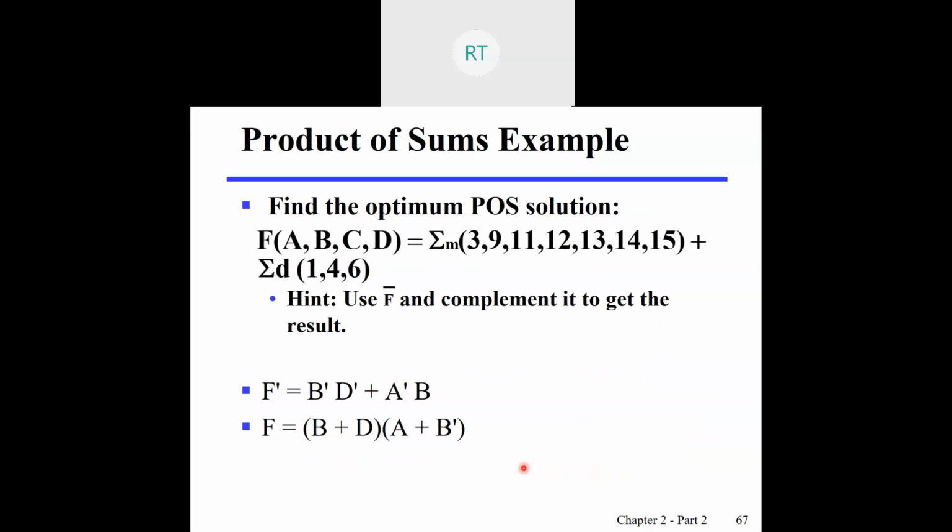How is a don't care represented in a K-map? When representing don't cares, you represent them as sigma D of 1, 4, 6. What does this mean? These are the locations of the don't cares in the K-map. Sigma M means these are the locations of the ones in the K-map. These are the locations of the X in the K-map. Let me solve it for you. We will fill them together.